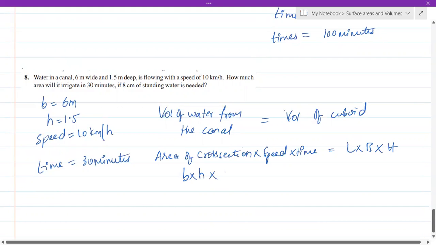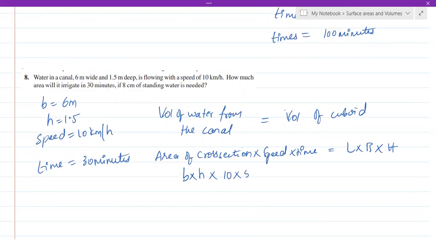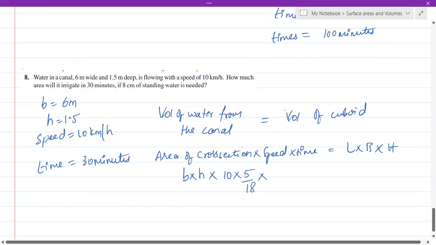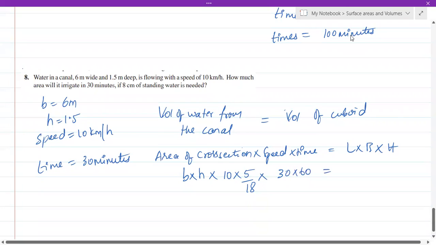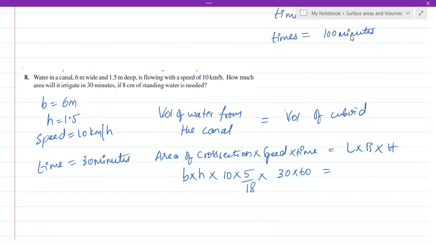Speed is 10 kilometer per hour. Let's convert it into meter per second. So it will become 10 into 5 by 18. Time is given in minutes, so I have to convert it into seconds. So 30 into 60 equals L into B into H. So the area should be calculated. L into B is area, right? So let's write it as area itself. Height is 8 centimeter. So if you convert it into meter, it becomes 0.08. So let's cancel out things here.